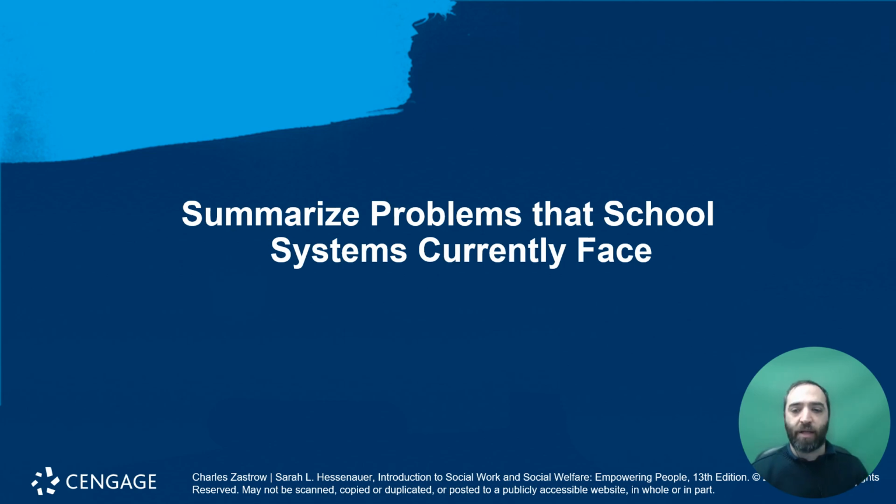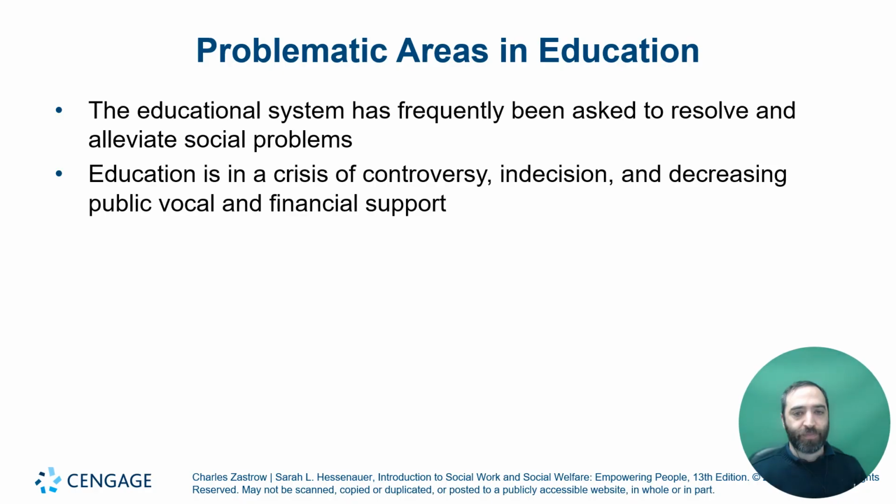All right, so now that we've talked about what social workers can do, let's talk about some of the problems that schools currently face. The education system has frequently been asked to resolve and alleviate social problems. If you were to think about a problem, a lot of times the solution is better education. We have drug use. Oh, what should we do? Oh, the schools should be teaching that. We have racism. Oh, we should do anti-racist talks. We have food insecurities. We should be feeding kids and sending them food home on the weekends, right?